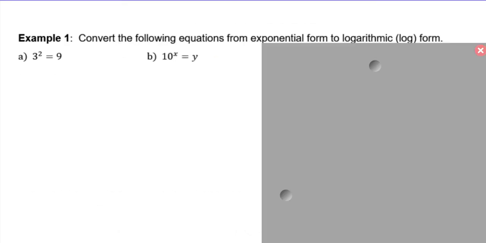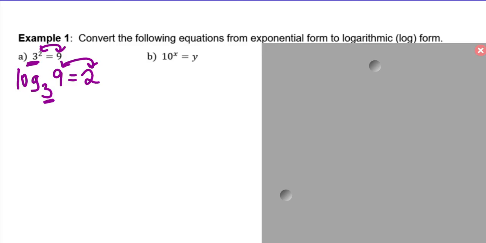Let's take a look at the next page. Convert the following equations from exponential form to logarithmic form. Okay, so we have 3 squared is equal to 9. So what we're going to do here is write log base 3 of 9 is equal to 2. We're going to keep the base of 3 and switch. So log base 3 of 9 is equal to 2.